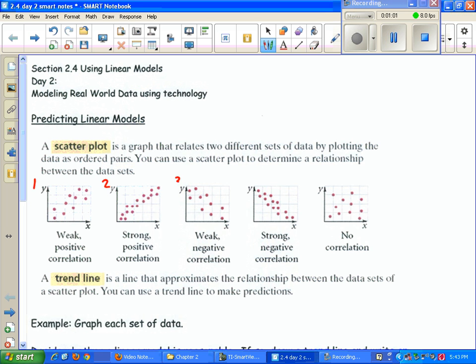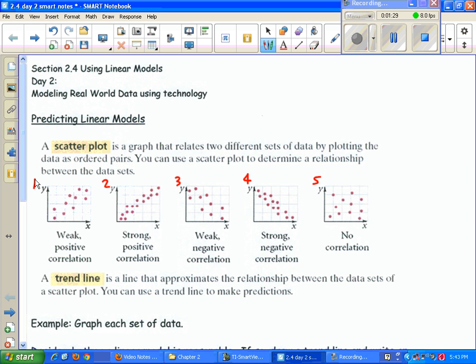For the third graph that we have, these dots are going in the negative direction and they're not quite as close together, so we call this a weak negative correlation. The fourth graph that we have here, the points are going in a negative direction and also they're a little bit closer together, so we call that a strong negative correlation. And for graph number 5, these points are kind of scattered everywhere. So this we would say is no correlation.